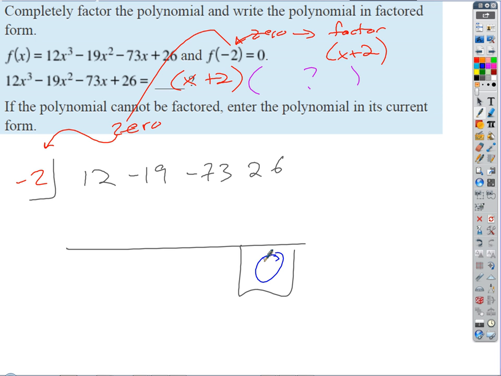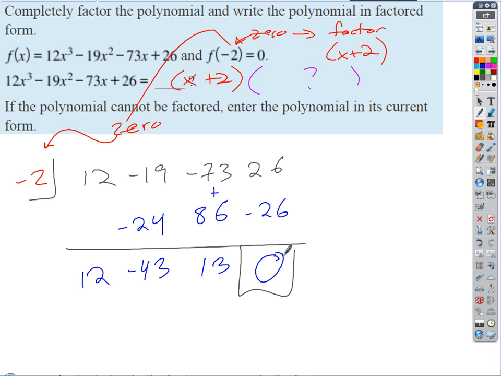So let's do the synthetic division. I bring the 12 down. -2 times 12. So -19 and -24 is what? -43. -2 times -43. 86, positive 86. -73 plus 86. What's it gonna be? 13's right. And then -2 times 13. -26, right? And so it worked. We got 0, okay?